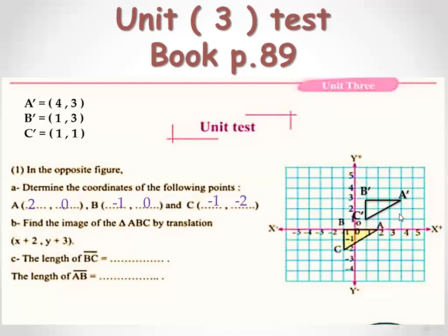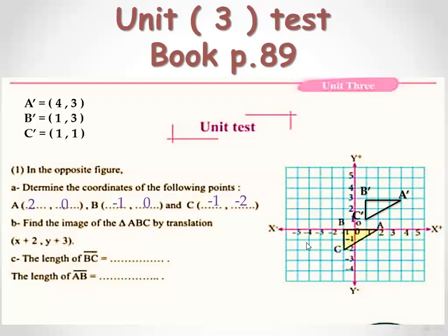Here is the image. A dash 4, 3. I go to 4 on X and then go to 3 on Y. B dash 1 and 3. Go to 1 on X and go to 3 on Y. C dash 1 and 1, go to 1 and then 1.